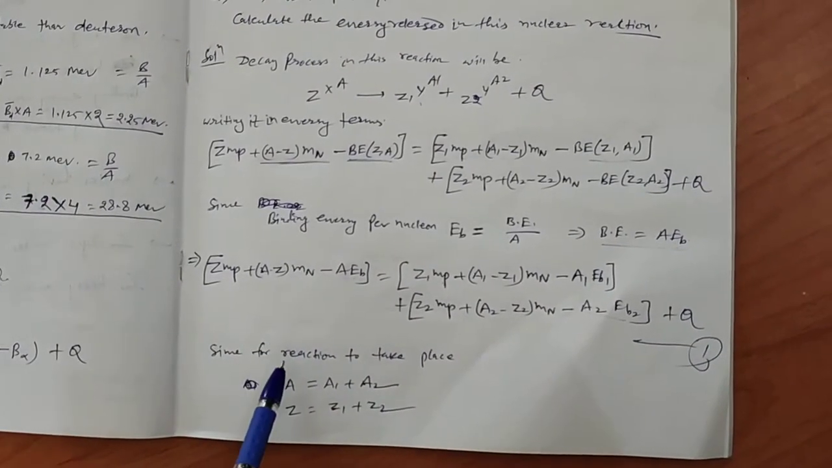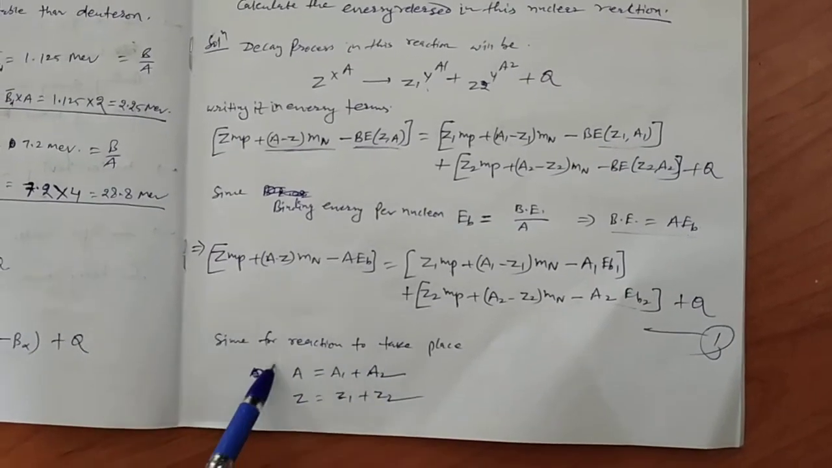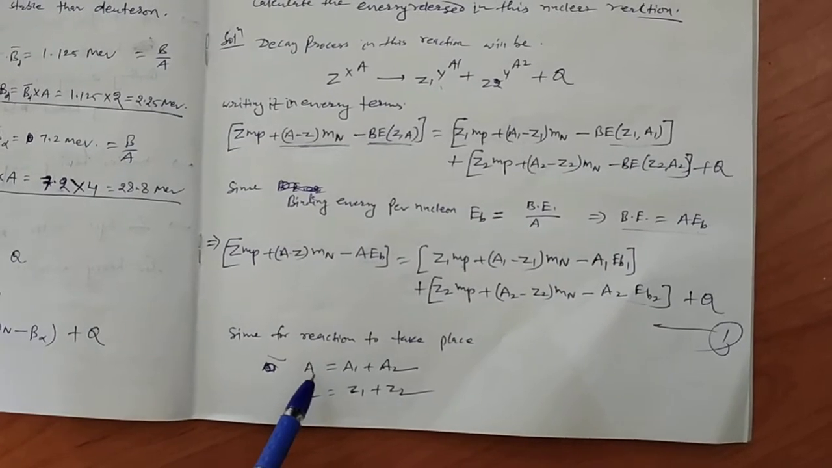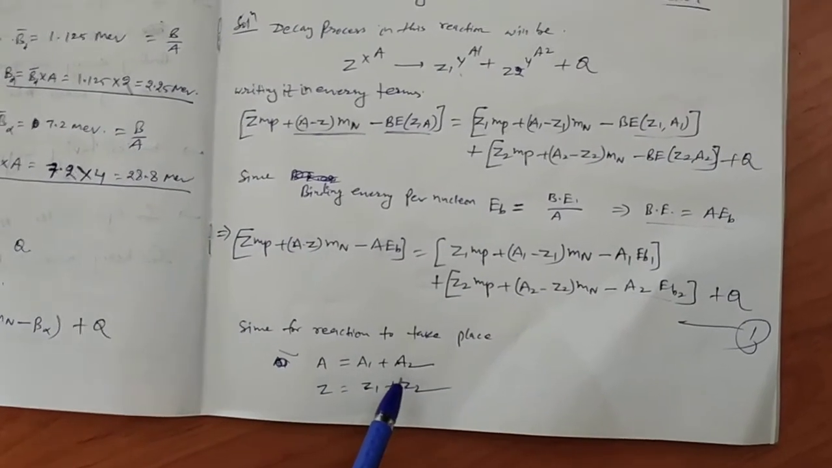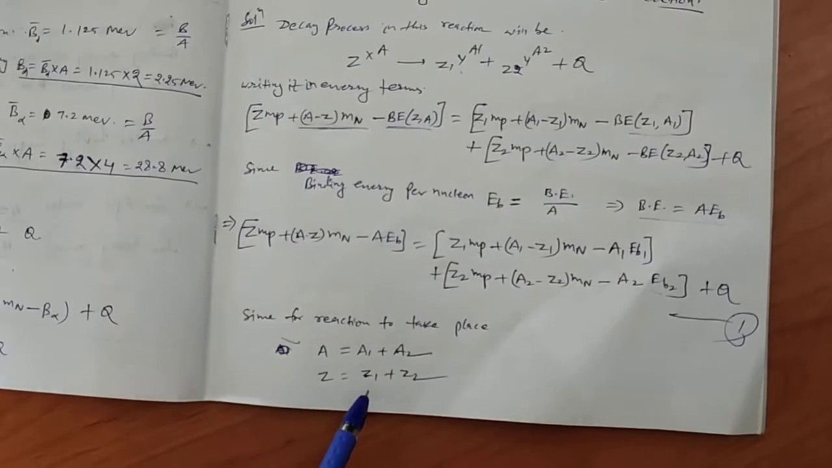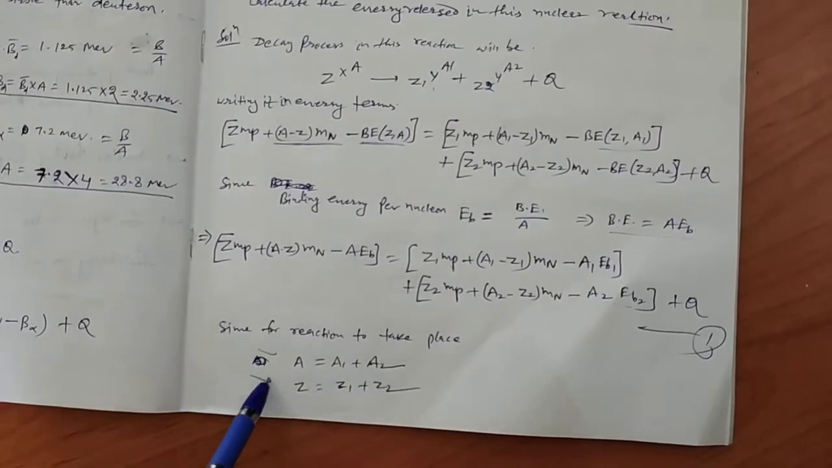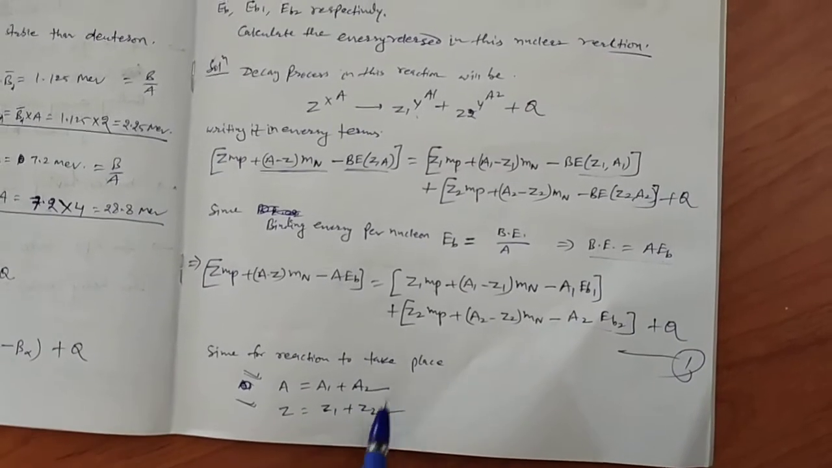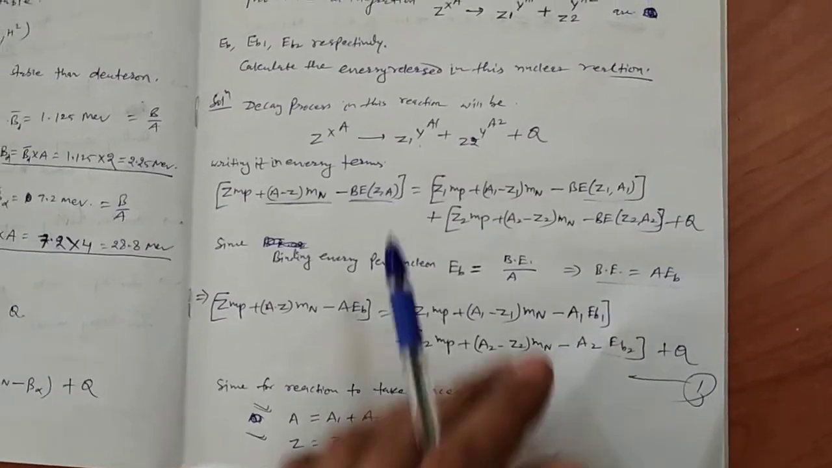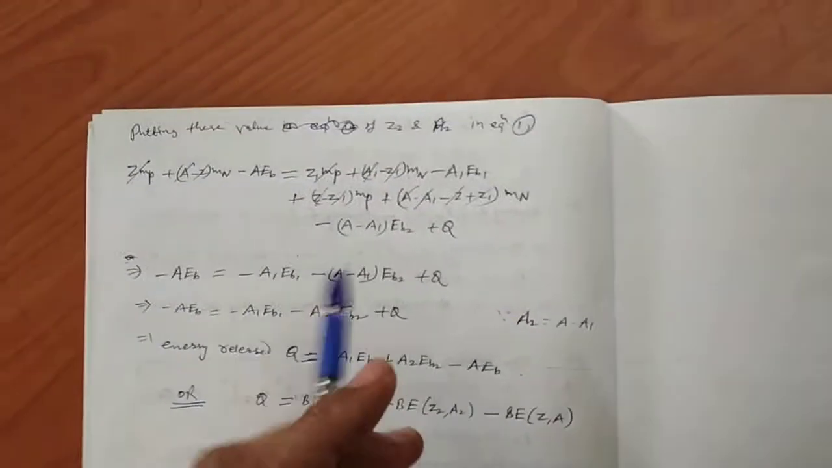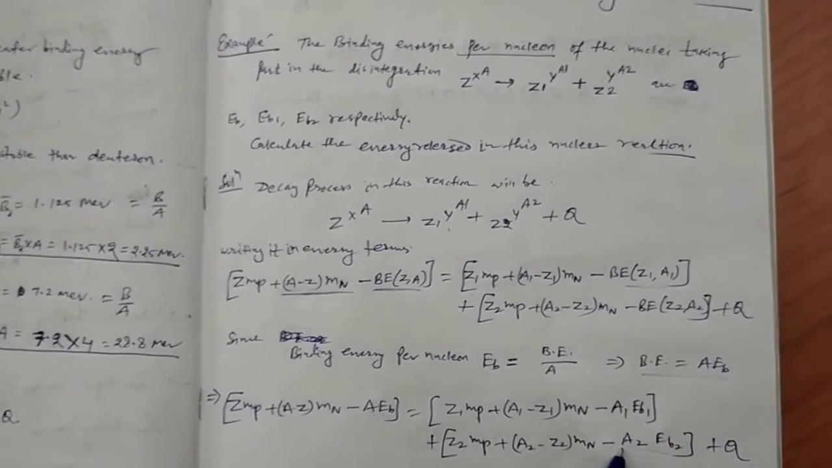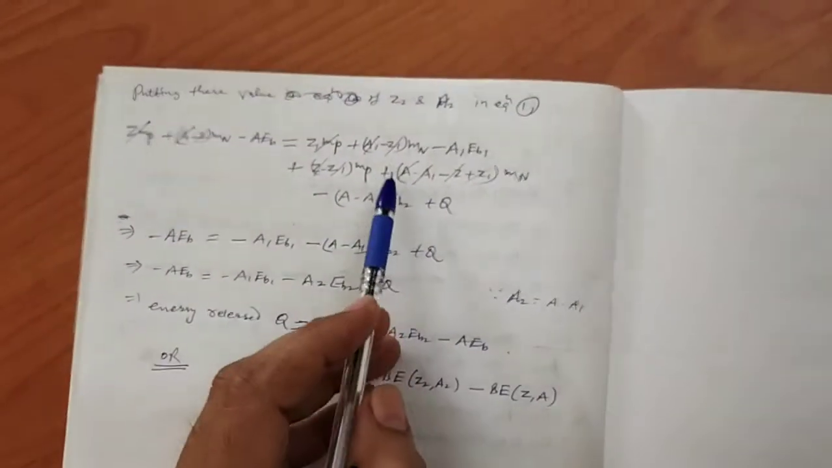Finally, for the reaction to take place, these are the conservation laws where both sides the mass number must be equal. So A is equal to A1 plus A2. Z is equal to Z1 plus Z2. This must hold good. So putting the value of A2 and Z2 in equation first, we can write like this one. Putting the value of Z2 and A2 in this term, we get this one.